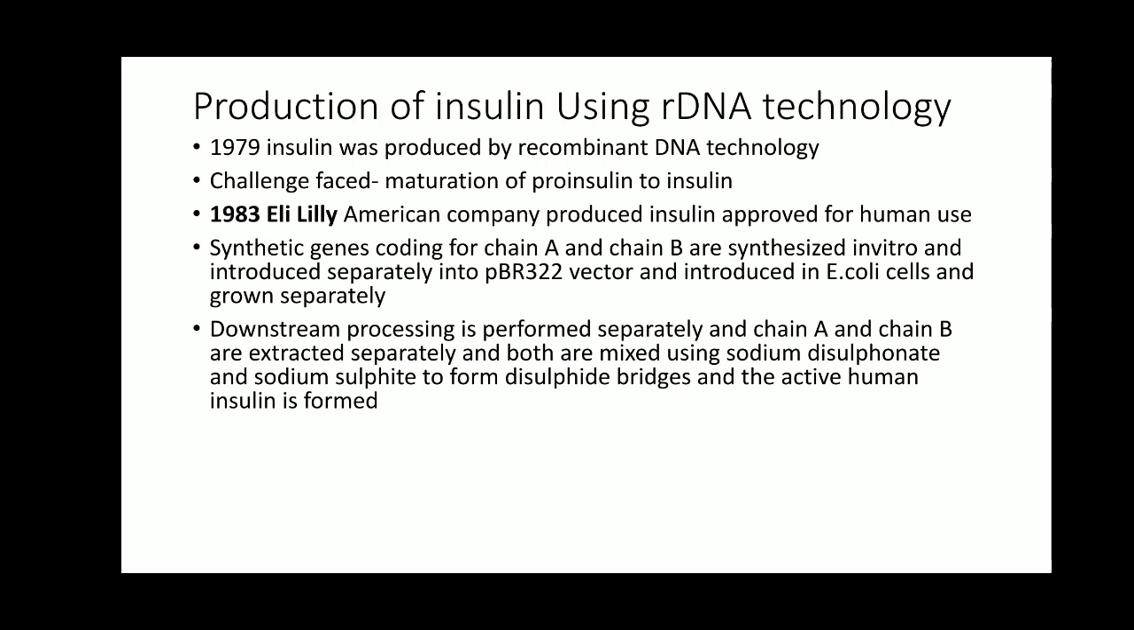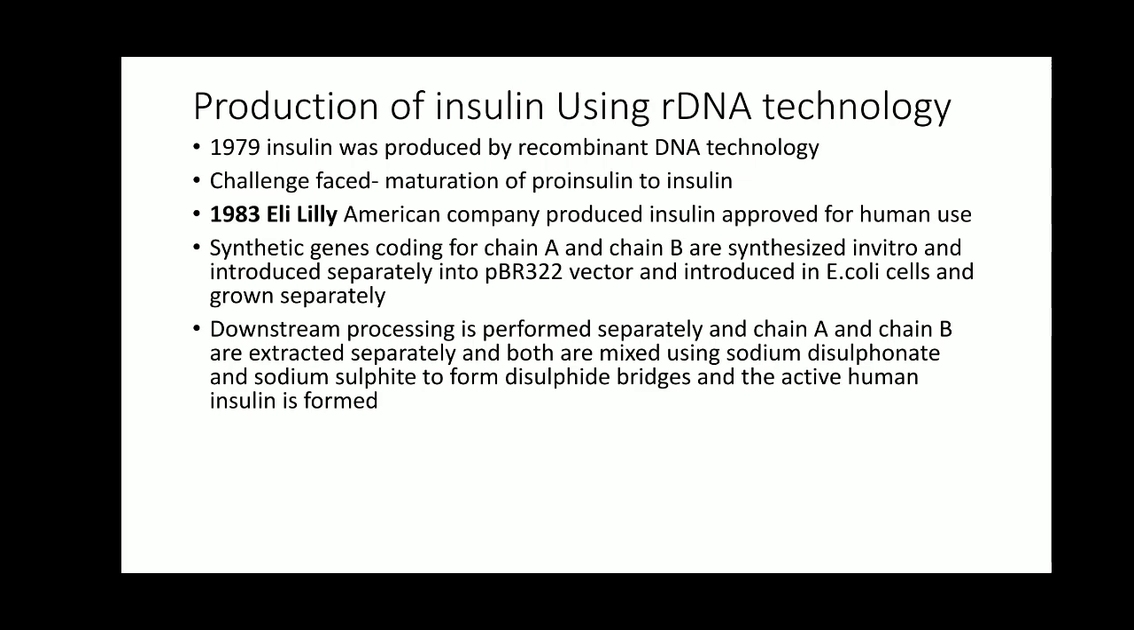How did they produce the insulin via recombinant DNA technology? If we isolate the whole gene from human cells and allow it to express in the bacterial expression system, there was a problem in maturation of proinsulin to insulin. The structure of insulin shows that it is made up of chain A and chain B, and they are linked with disulfide bridges.